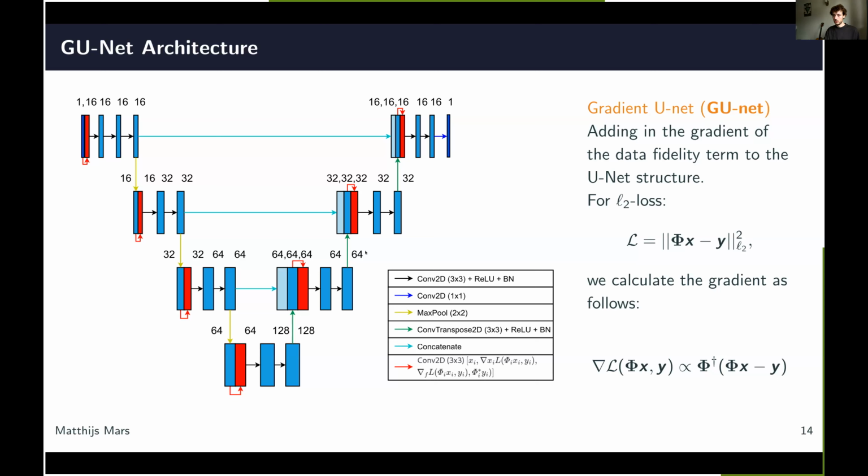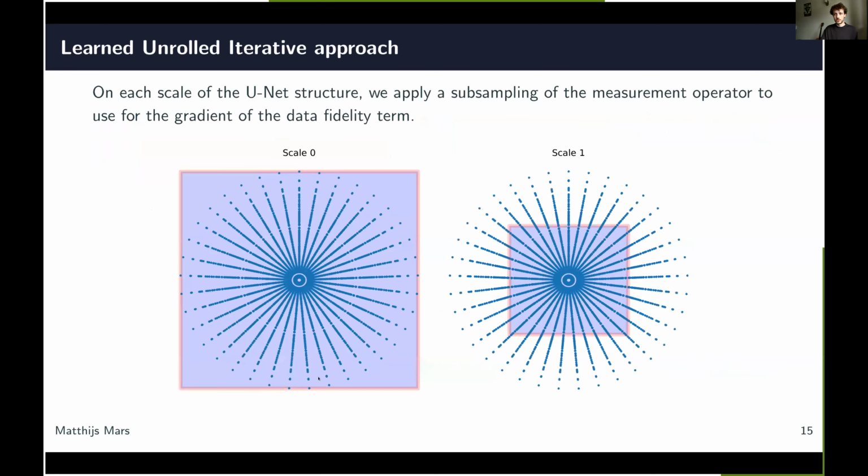But on the smaller scales, when you go down in image size, these operators get much more efficient because we're applying them to lower resolution images, which means they are not as computationally costly. So the computation time is dominated by the operations on the full scale. If we go down in image size, for these gradients we need to subsample the measurements. So instead of using the full Fourier domain on the first scale, if we go down in scale, we only use part of the Fourier domain.